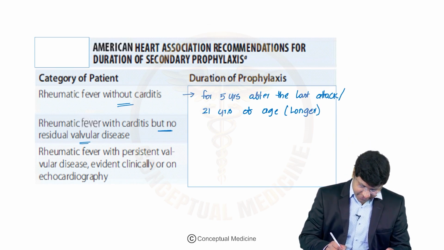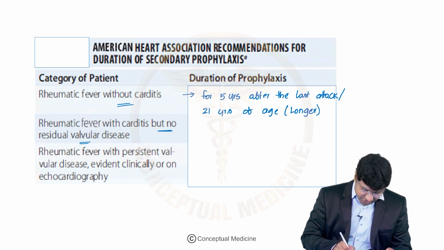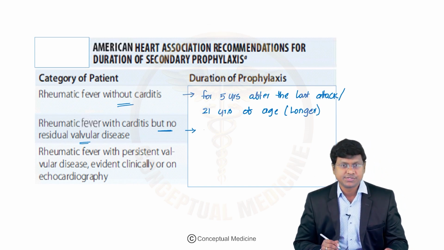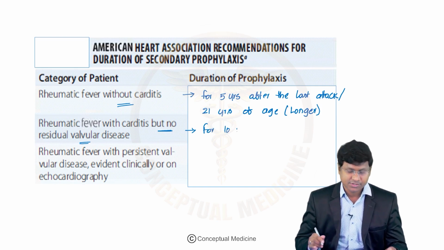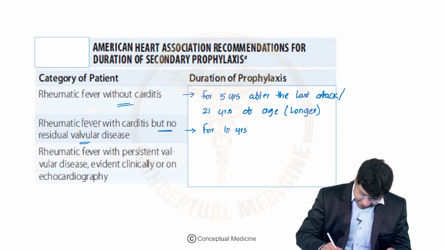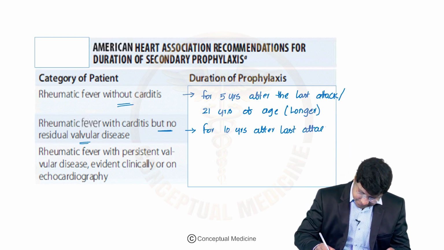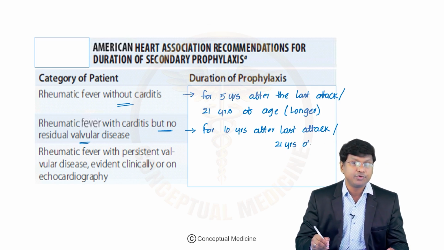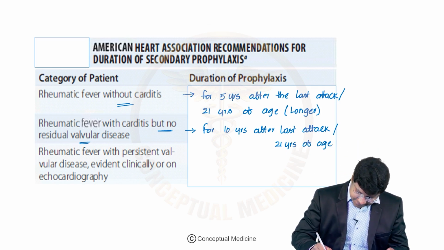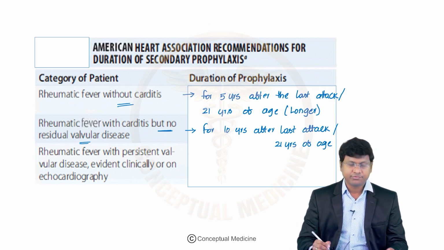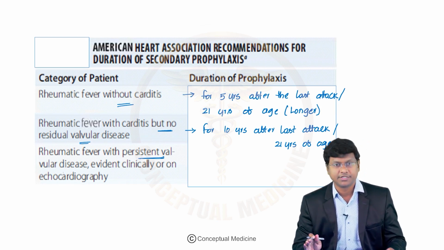Suppose rheumatic fever with carditis, but no residual valvular heart disease. Then you need to give benzathine penicillin for 10 years after the last attack, or you have to give it up to 21 years of age, whichever is longer.